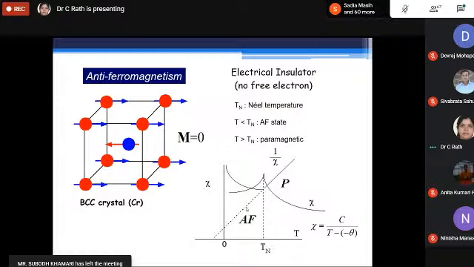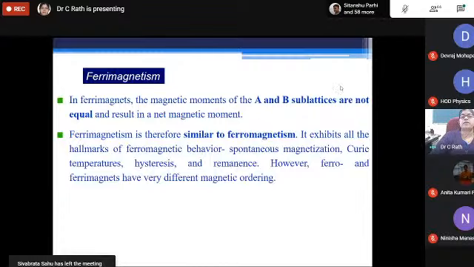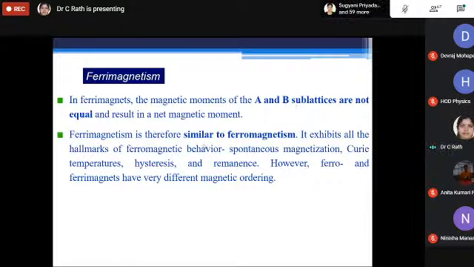Another class of material is ferrimagnetic. As I discussed, in antiferromagnetic you have two sublattices. Here also you have two sublattices A and B. But in antiferromagnetic, both sublattices have equal magnitude, while in ferrimagnetic they do not have equal magnitude. So that's why they give a net magnetic moment. They behave similar to ferromagnetic material because they have a spontaneous magnetization, since the two sublattice magnetic moments are not equal, and they show a Curie temperature, hysteresis, all these characteristic features of ferromagnetic material.